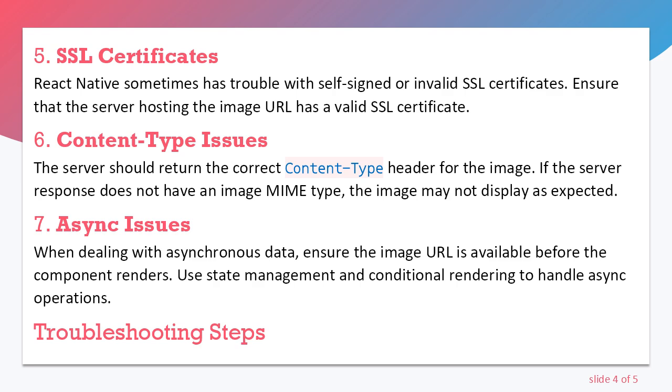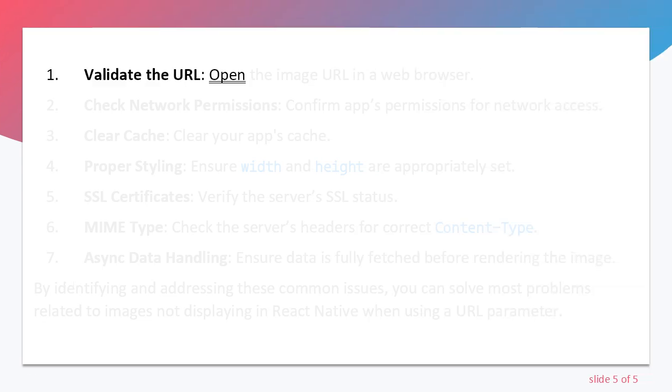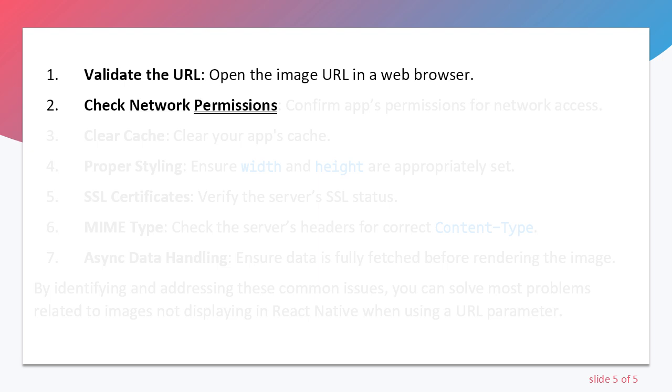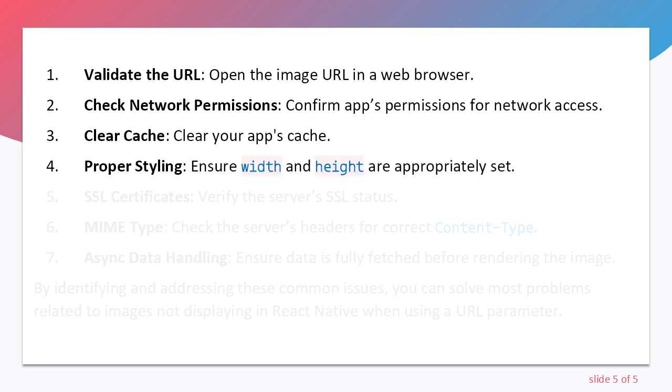Troubleshooting steps. Validate the URL. Open the image URL in a web browser. Check network permissions. Confirm app's permissions for network access. Clear cache. Clear your app's cache. Proper styling. Ensure width and height are appropriately set.